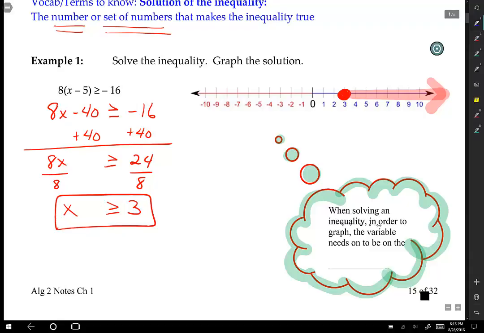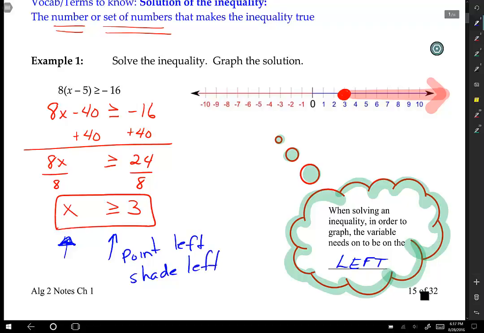So, when solving an inequality, in order to graph, the variable needs to be on the left. And notice here the variable is on the left. That way, you shade in the direction of the inequality. Notice the inequality right there, it's pointing left, so you shade left. Now, this only works, though, if the variable is on the left. Okay, let's keep moving here.